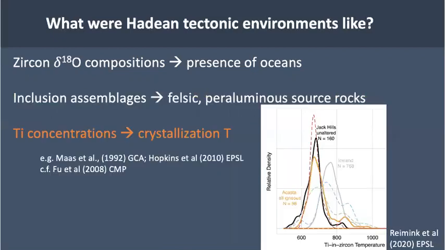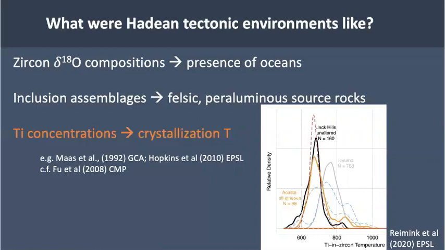The final thing that I'm going to talk about for the Jack Hill zircons is that their concentrations of titanium in them have been used to infer the crystallization temperature of the zircons. So basically what these researchers do is there's a model using the partitioning of trace element titanium into the zircon lattice, and that's used as a proxy for the temperature of formation.